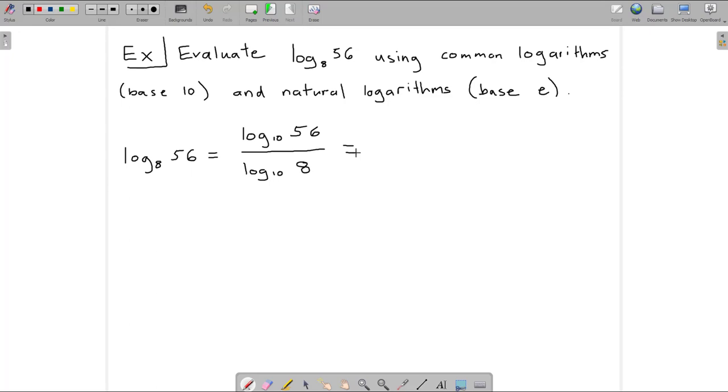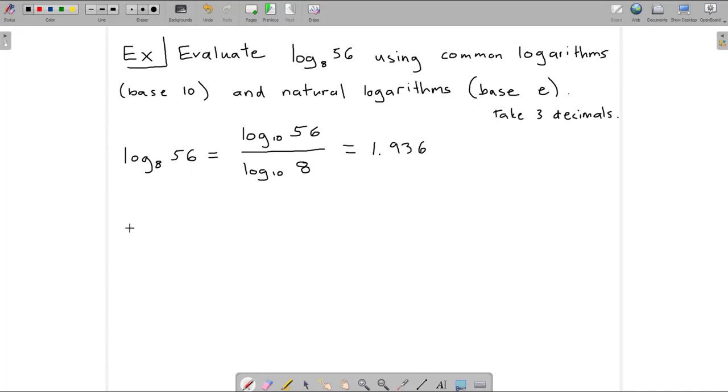So now we can plug this into our calculator using just the log button, because that's log base 10. So we'll do log of 56 divided by log of 8. And that's going to give me 1.936 if I round it. It asks us to round to 3 decimals. I didn't write that down, but take 3 decimals. Okay, so that is our log base 10.